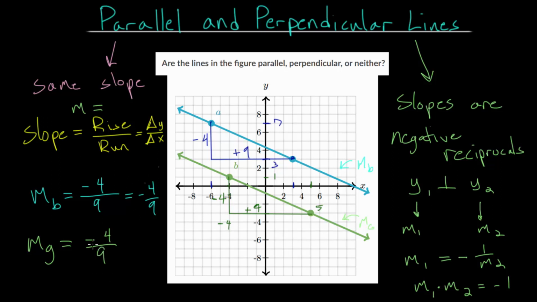Because the two slopes are the same, we know these are going to be parallel, since all parallel lines have the same slope. Now, if we got the relationship that when we multiply them together we get negative 1, we would know they're perpendicular. And if we got something else that was neither the same slope nor had this relationship, then we would know it would be neither.